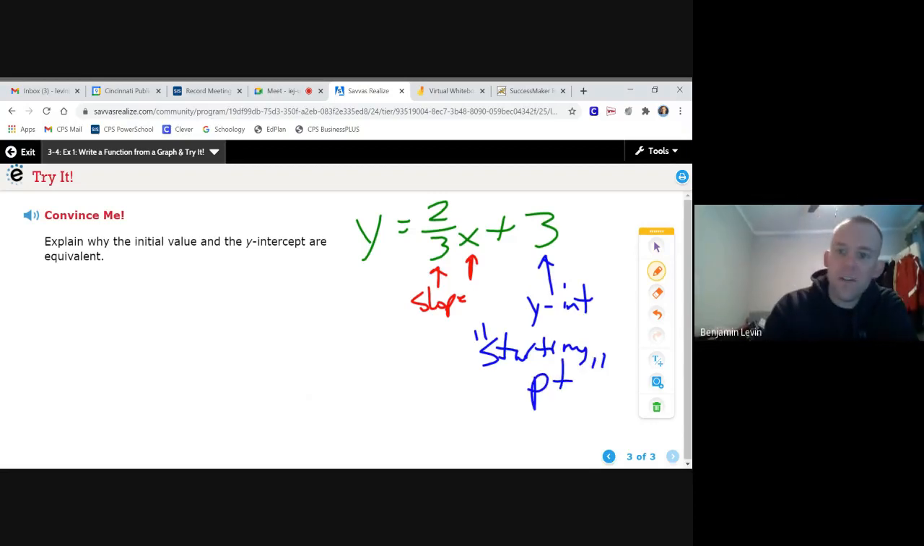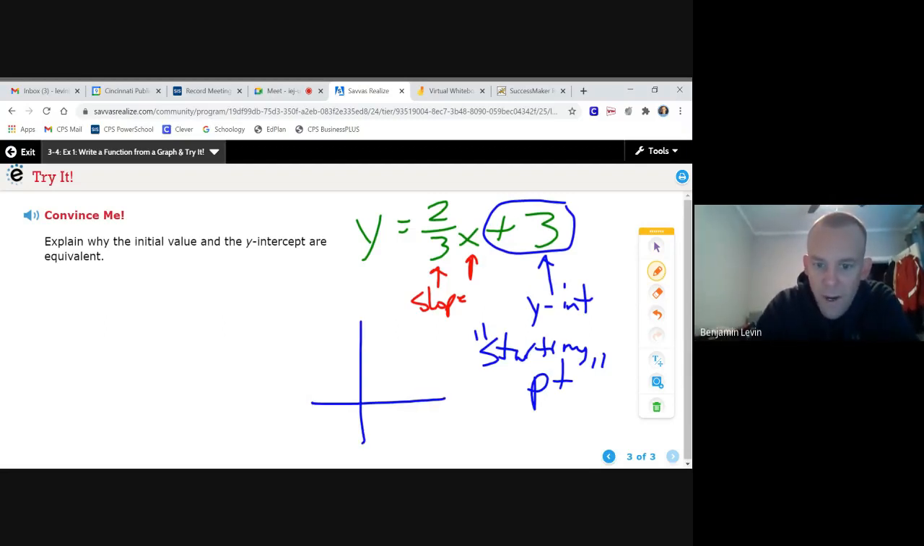If we're going to graph this line, the first thing we're going to do is go to +3 and put a point, right? If we're graphing this, the first thing we would do is put a point right here at +3. That's our starting point. So our starting point, initial value, starting point, right? Initial and starting are the same thing, right?